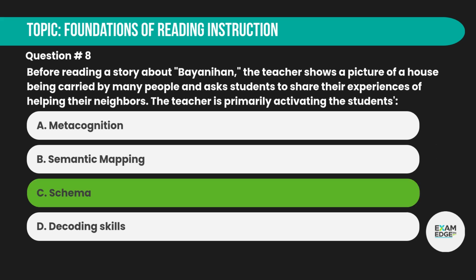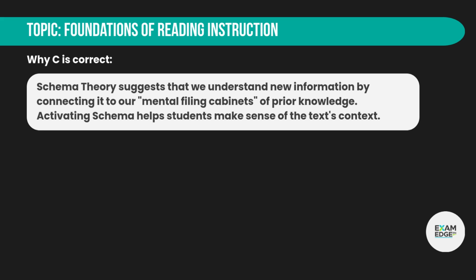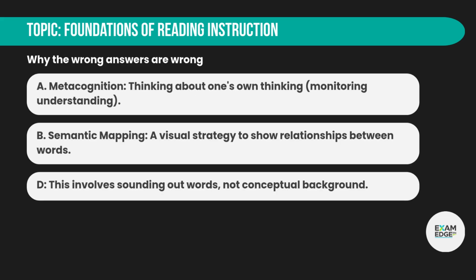Correct answer: C. Schema. Why C is correct? Schema theory suggests that we understand new information by connecting it to our mental filing cabinets of prior knowledge. Activating schema helps students make sense of the text's context. Why the wrong answers are wrong?